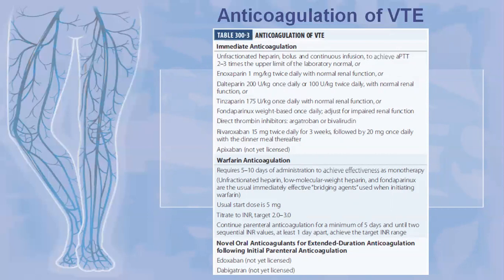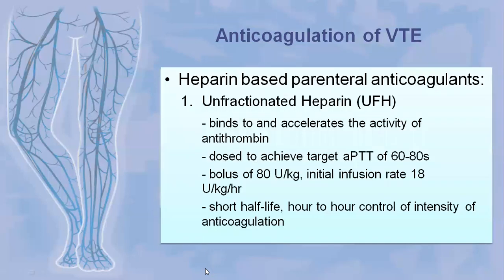So you have to continue parenteral anticoagulation for a minimum of 5 days and until two sequential INR values, at least 1 day apart, achieve the target INR range. And the NOACs are used for extended-duration anticoagulation following initial parenteral anticoagulation. So you have edoxaban and dabigatran.